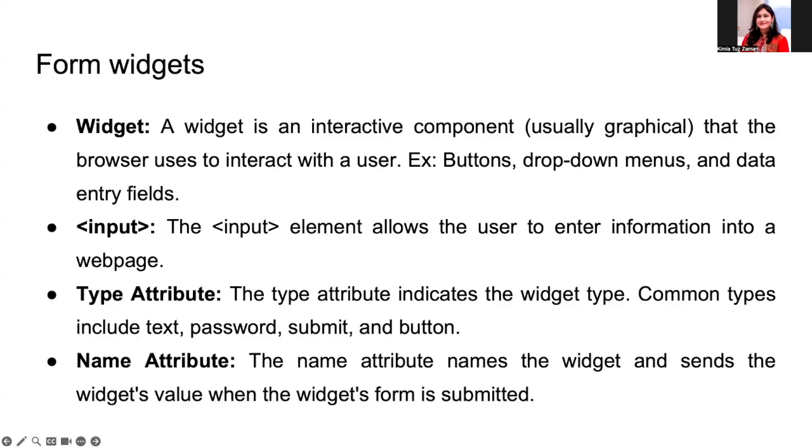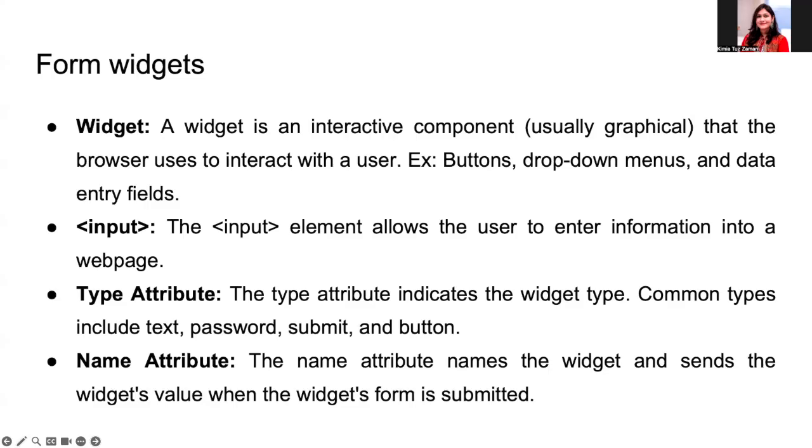The most common way to create widgets is with the input element. This tag is very flexible and can generate different kinds of widgets depending on the type attribute you give it. For example, type equal to text creates a text field, type equal to password hides the characters that you type, and type equal to submit creates a button that sends the form.